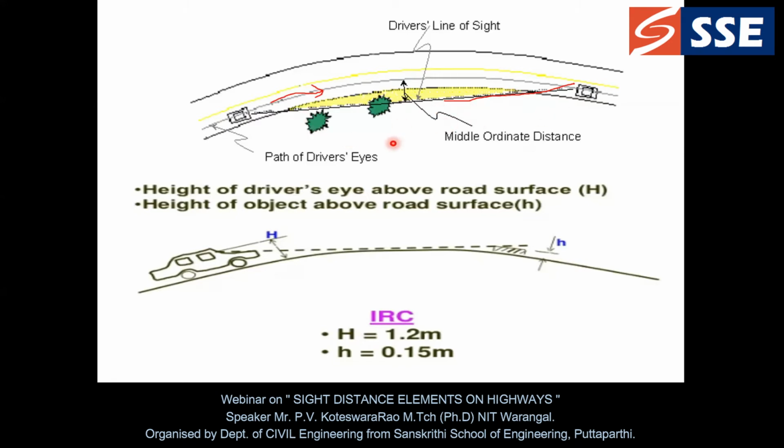As per IRC, as I have already mentioned, the height of the driver's eye is 1.2 meters and the minimum height of the object is 0.15 meters. So please remember these two. While giving the definition, we need to mention these two parameters from the exam point of view, 1.2 meters and 0.15 meters. Capital H is the height of the driver's eye. Small h is the height of the obstruction.